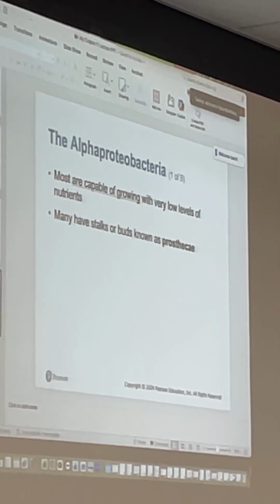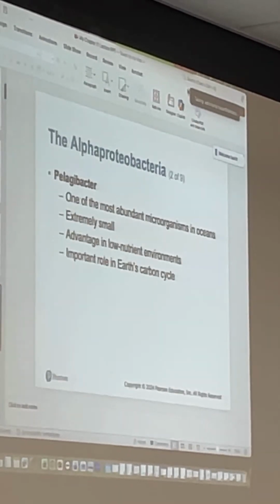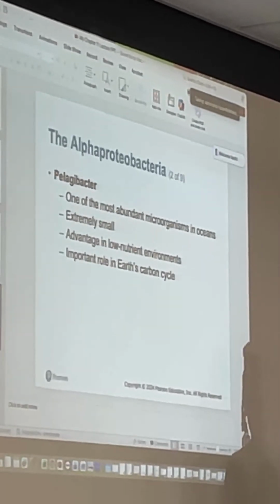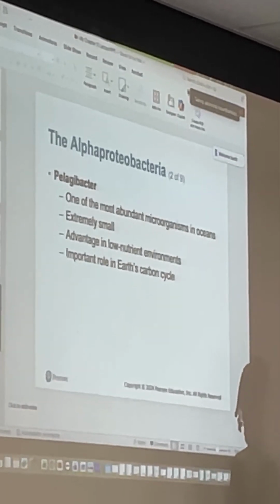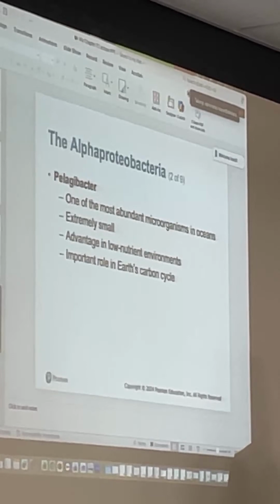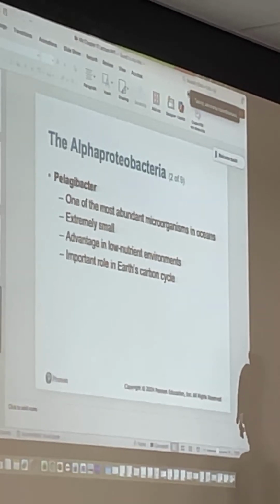All right, so let's jump into the first one, Pelagibacter. Pelagibacter is an ocean or aquatic microorganism. It's one of the most abundant microorganisms in the ocean. It's really, really small, and it typically grows in low nutrient environments, which makes a lot of sense, right? We're talking about the ocean. Because once you start to go down to certain depths of the ocean, the oxygen availability is going to decrease. The sunlight is going to be decreasing as well.